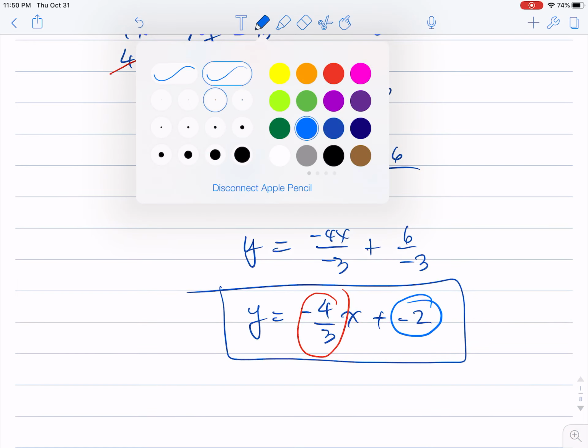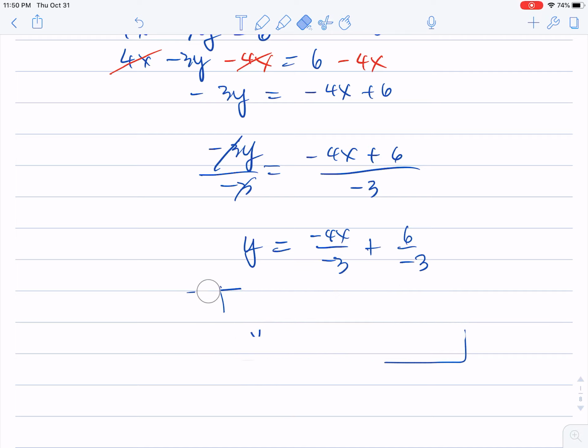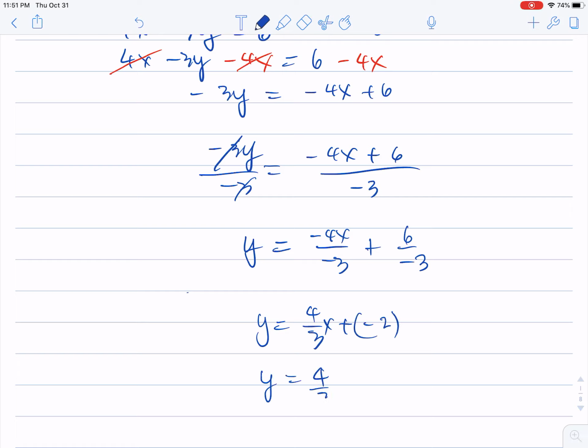So pwede pa natin yan i-rewrite, no? Imbis na plus negative, we can rewrite it as y equals, hindi siya negative kasi nawala na pala. Sorry. This is 4/3. This is 4/3 x plus negative 2. Y equals 4/3 x minus 2. So, pwede natin siyang i-rewrite as minus 2 yung plus negative 2.